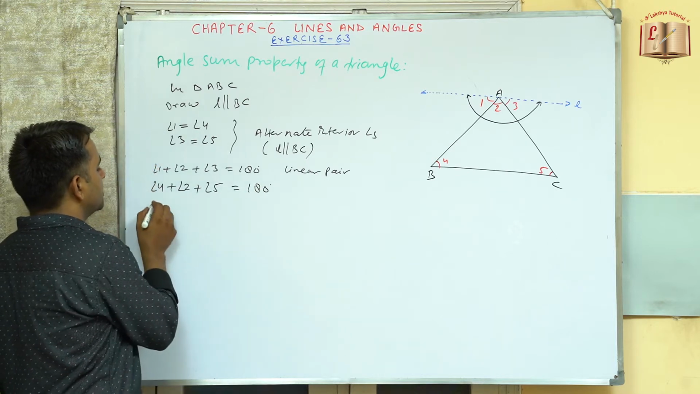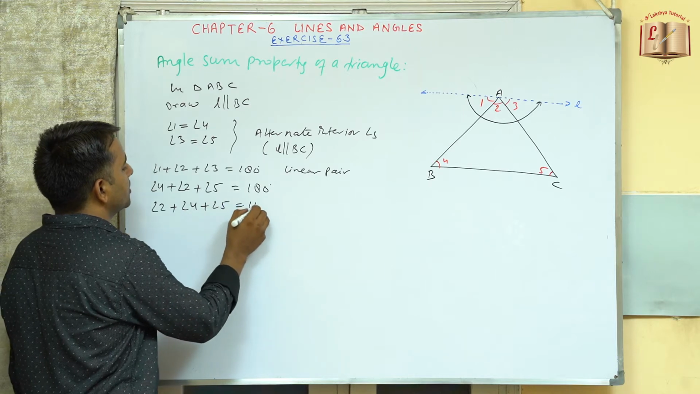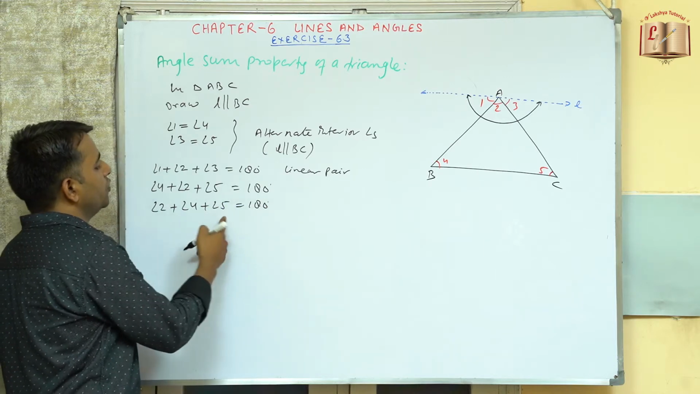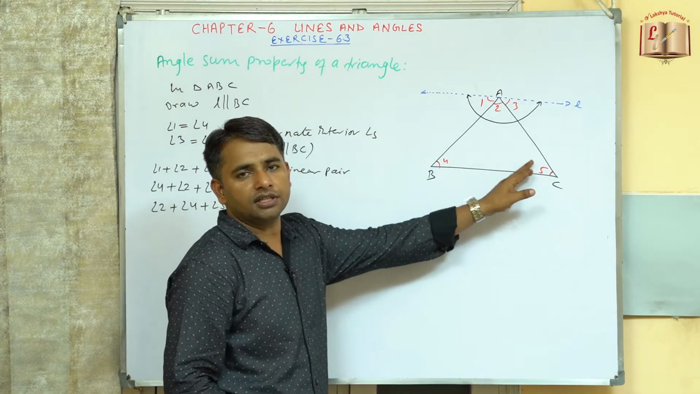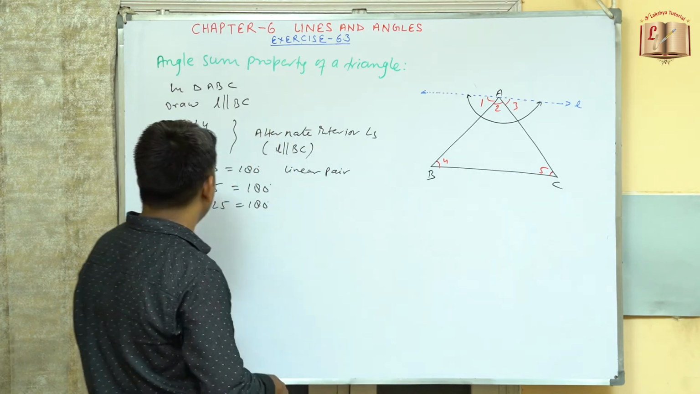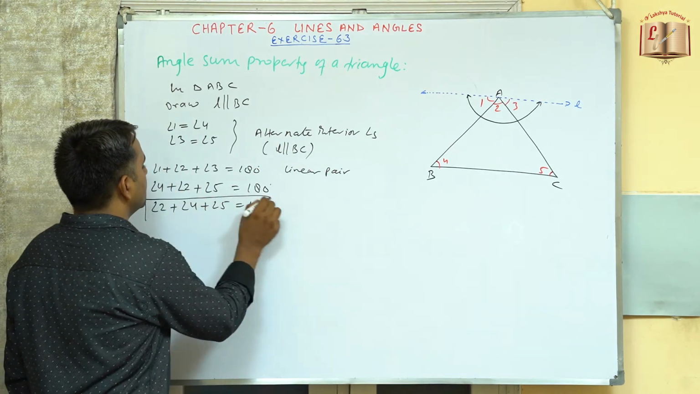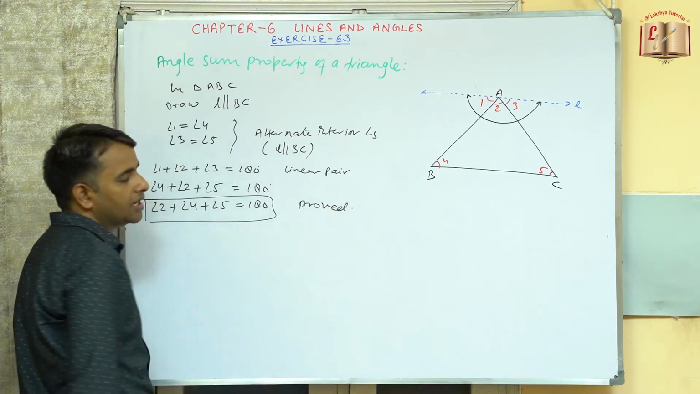Now see that this is angle 2 plus angle 4 plus angle 5, which is equal to 180 degrees. So 2, 4 and 5 are the angles of this triangle only. So we got angle 2 plus angle 4 plus angle 5 equal to 180 degrees. So this is now proved that the sum of angles of a triangle is 180 degrees.